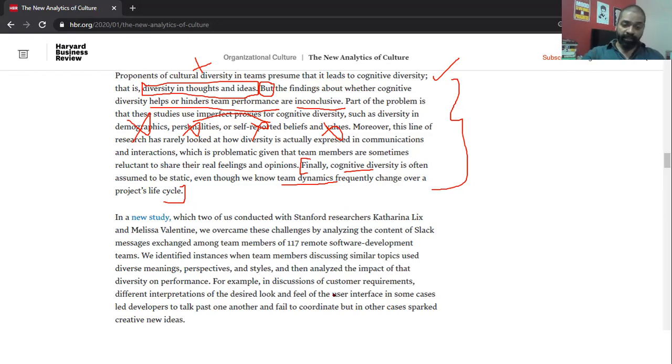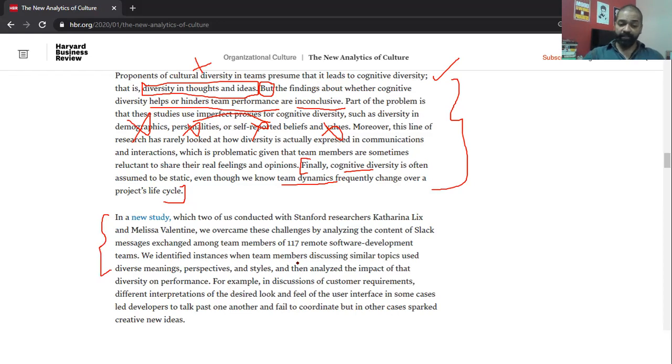Anyways, "In a new study which two of us conducted with Stanford researchers A and B..." Don't just read the names, avoid them as much as possible, improve your peripheral vision. Then you can see that there's a name coming and just jump over it. "We overcame these challenges by analyzing the content of Slack messages exchanged among team members of 117 remote software development teams." This is just factual, and this is just a report. The tone here is called reporting. It's giving you information, so you don't want to care about it.